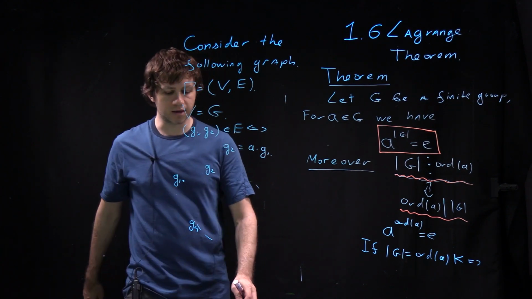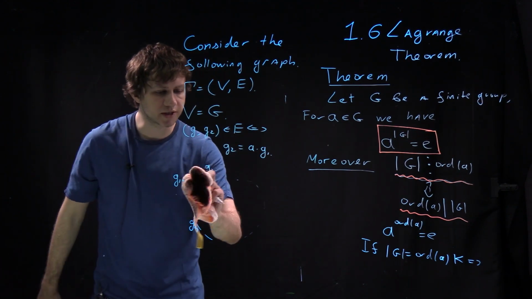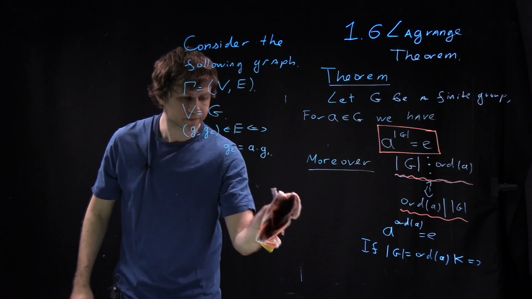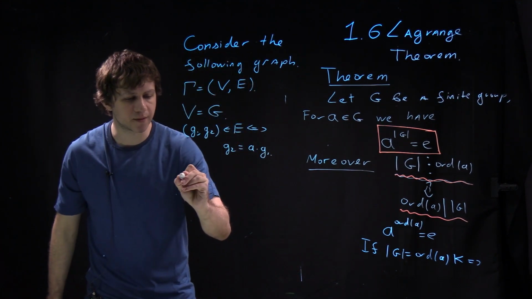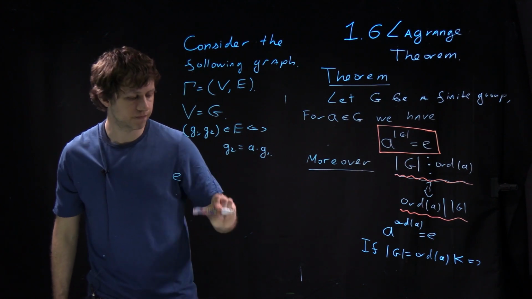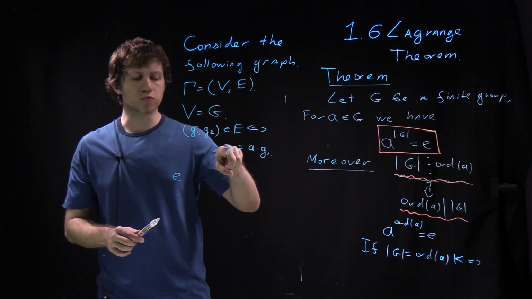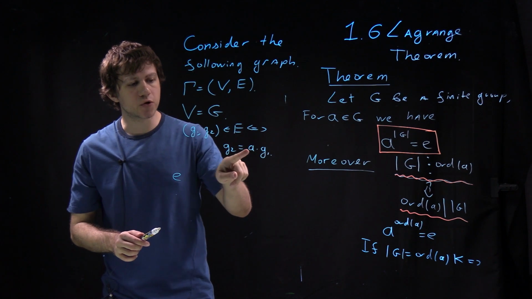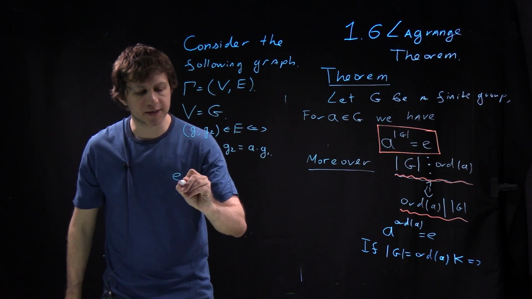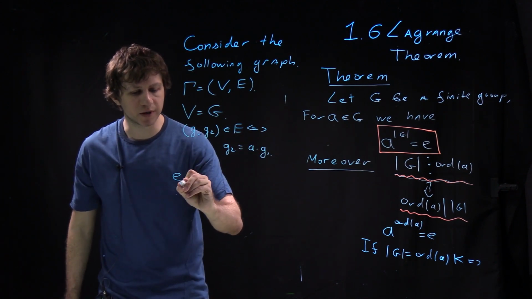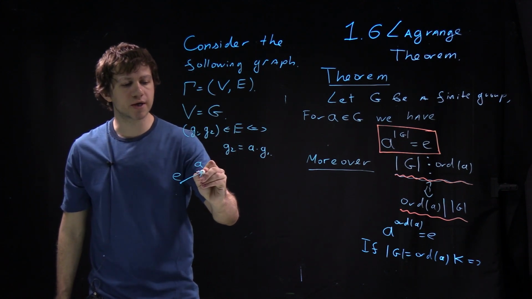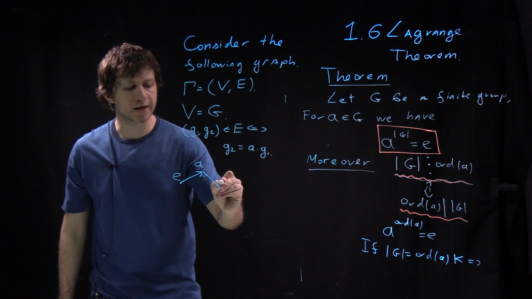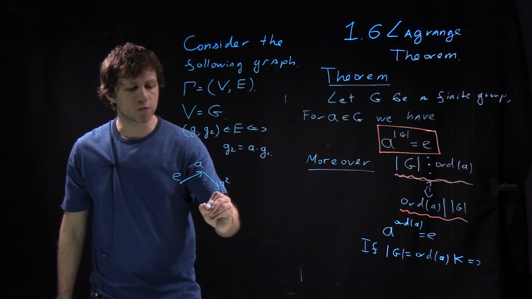So let me explain what it means in easier language. Let me erase this picture and redraw it. So the idea is as follows. We start with some element, for instance, E. According to this rule, there is exactly one edge going out of E. You connect it with A times E, which will be A. And this is an oriented edge. Then I draw another oriented edge by multiplication by A. I get A squared, and so on.